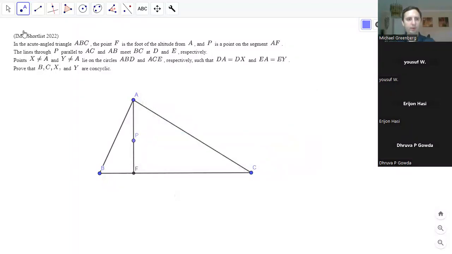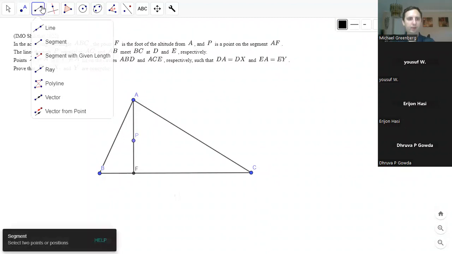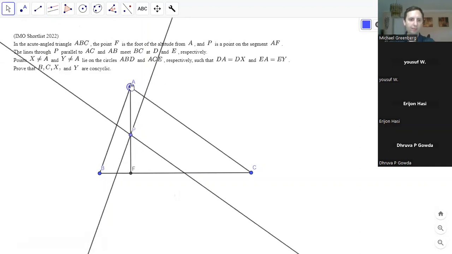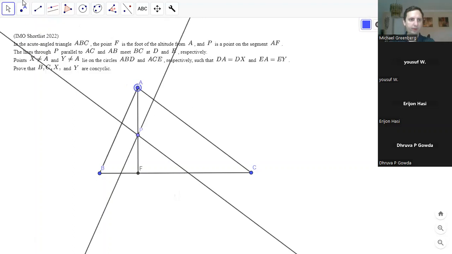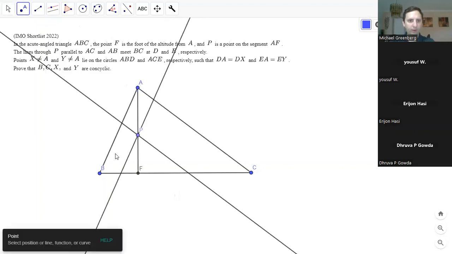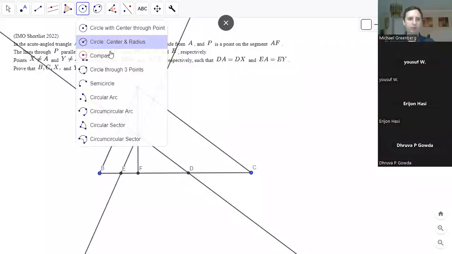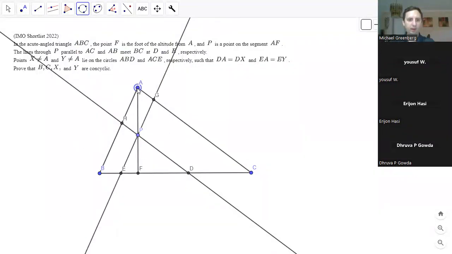Then we draw the lines through P parallel to AC and AB, and we see where they meet BC. I'll draw more points than just what it says to draw. The line parallel to AC meets BC at D, and the line parallel to AB meets it at E. Let me draw these points also, because then this is a parallelogram, which maybe would be useful. Then we draw the circles ABD and ACE.